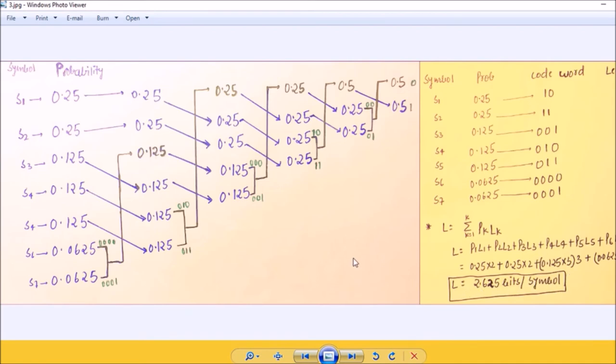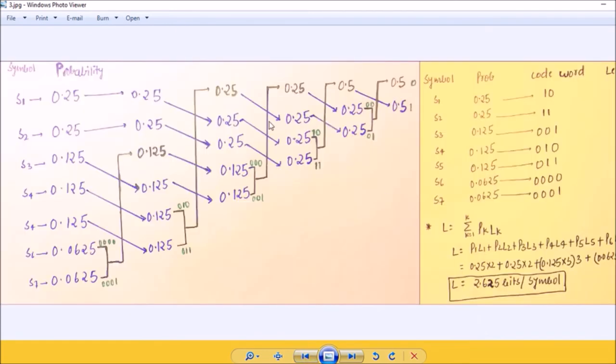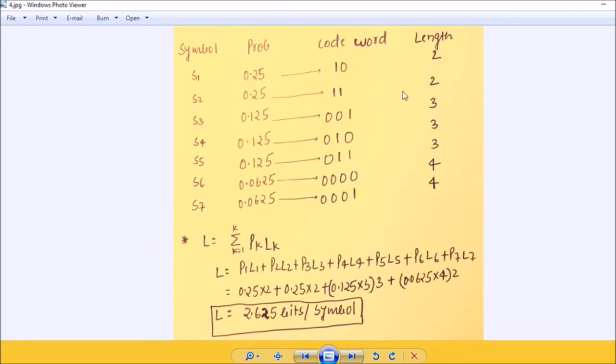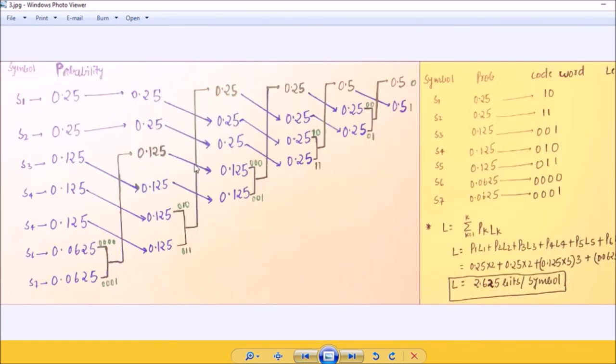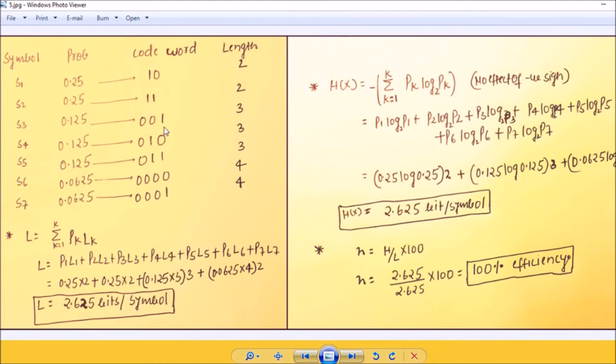Now let us see how to find H. Again the same is coming. I solve this, and you can solve separately here also. I mix this page so that we can easily see how I am writing this code word. Same here. Now see how to solve H.